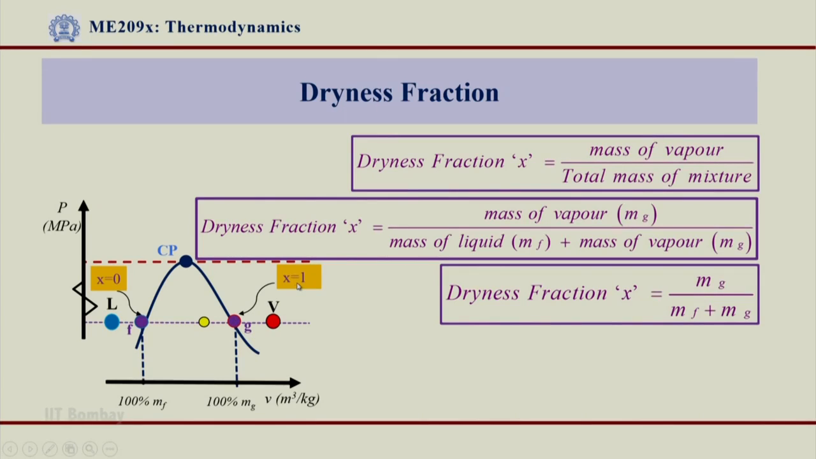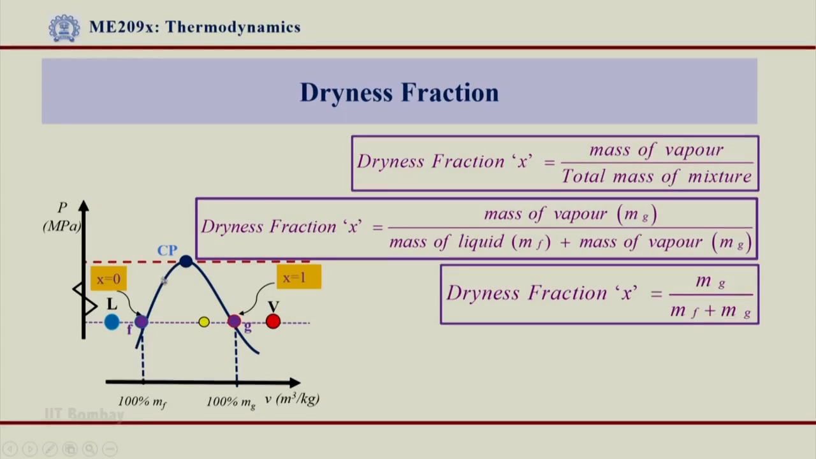any point on the saturated vapor, X is equal to 1. It means that as I go from the left to the right side, the vapor percentage is going to go on increasing, and therefore the X value will increase from 0 to 1. 0 is the extreme case, 1 is an extreme case. Any point in between 0 and 1 is going to be a two-phase mixture. When I have an X value which lies between 0 and 1, I know for sure that it is going to be a two-phase mixture.